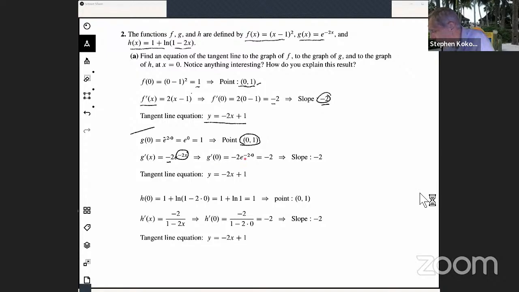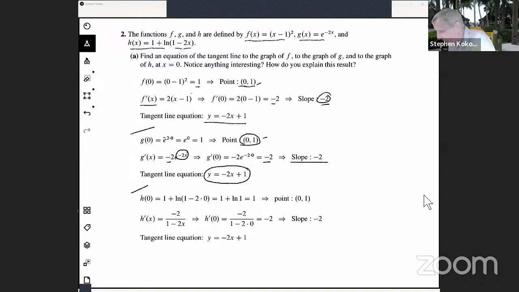Let's see, e to the minus 2 times 0, e to the 0 is 1. Oh no, wait a minute, what's happening here? The slope is also minus 2. So this tangent line has slope minus 2, goes through the point 0, 1. The equation of the tangent line is exactly the same. Wait a minute, f and g are really different, but they have the exact same tangent lines at 0, 1. Wait a minute, this can't be happening.